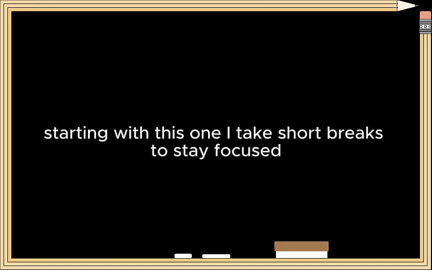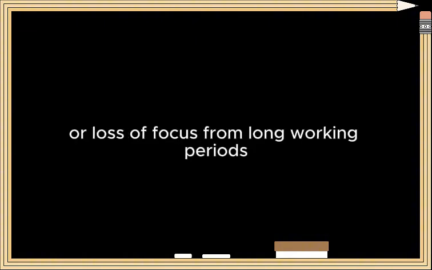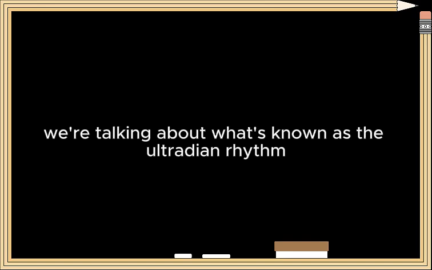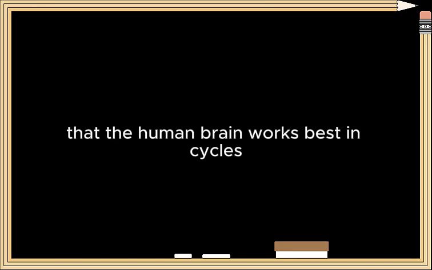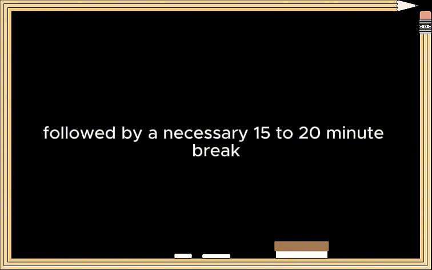I take short breaks to stay focused. This is a necessary countermeasure to prevent tiredness or loss of focus from long working periods. So how short is short, and how does it actually enhance focus? We're talking about what's known as the ultradian rhythm. Research in productivity suggests that the human brain works best in cycles, typically about 90 to 120 minutes of intense focus, followed by a necessary 15 to 20-minute break.